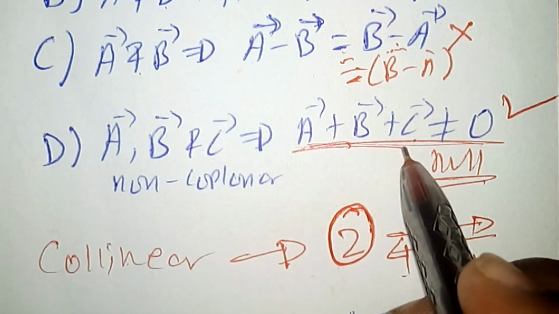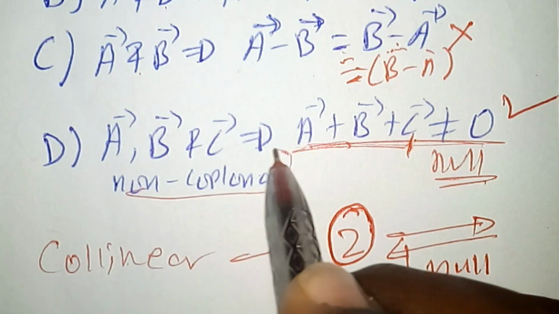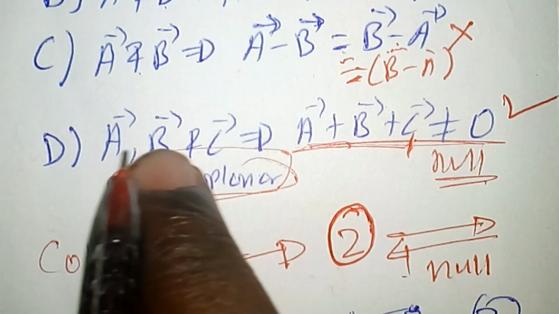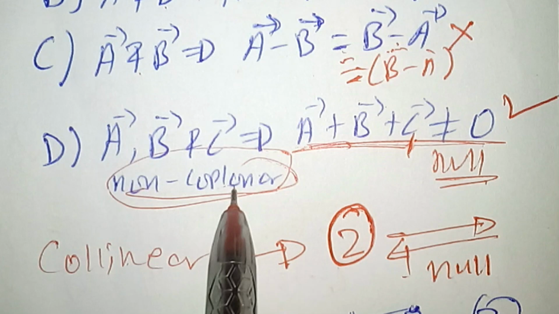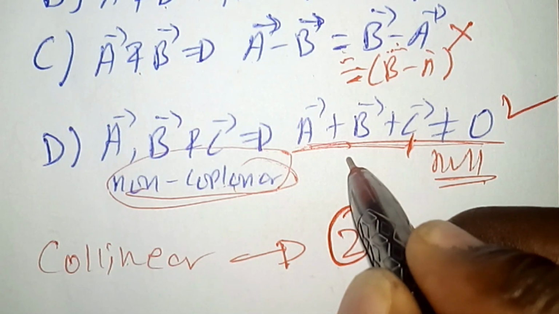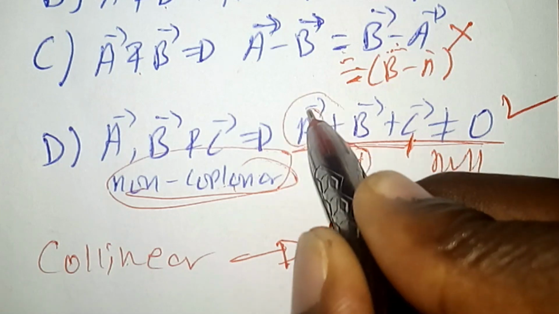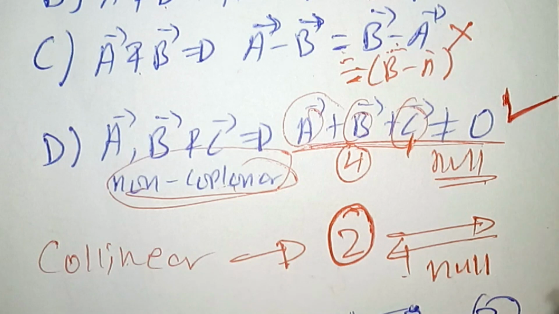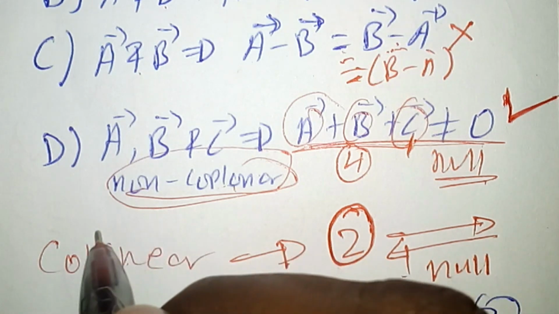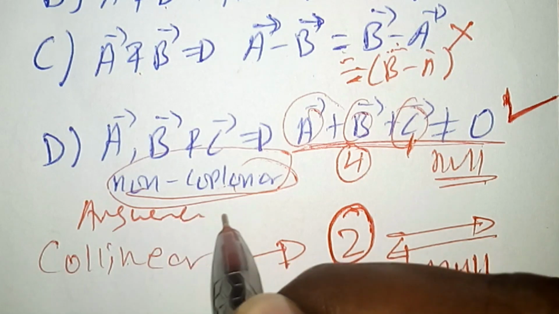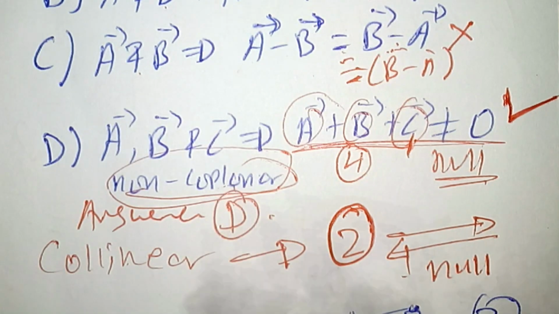These are the three vectors. They are not coplanar, so we cannot get the null vector by adding them. So the minimum number of vectors required is 4. So the given vectors are 3, but they are not always 0. This is the correct answer. So the answer for this question is D.